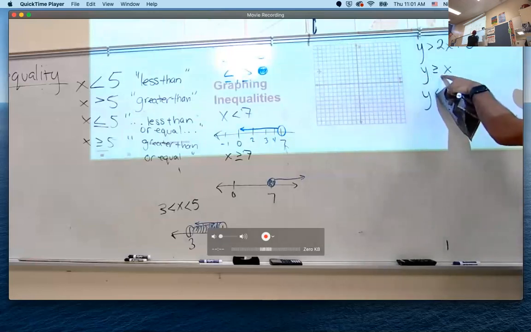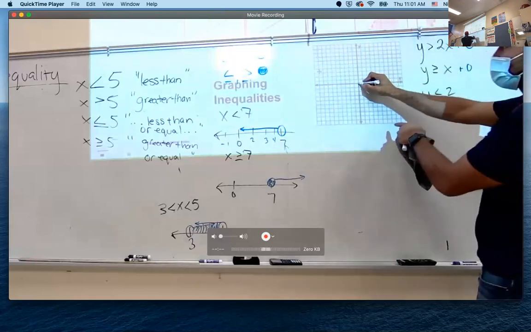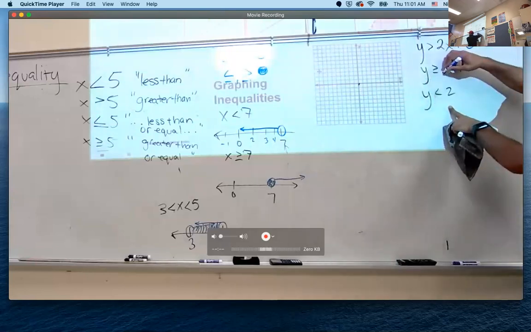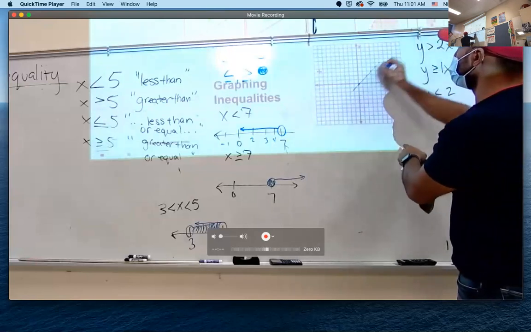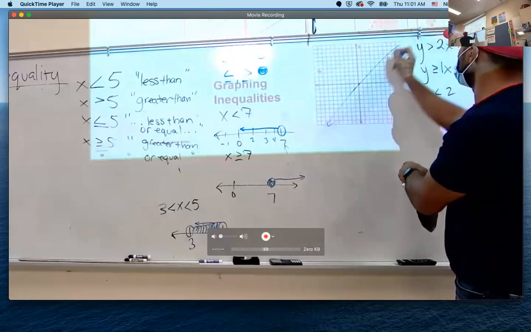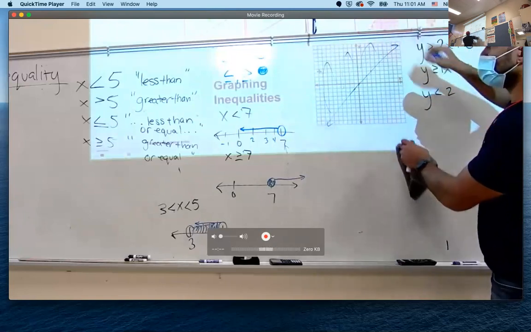In this one, what's the starting point? 0, same. What's the slope though? 1. So up 1 over 1. And solid, greater than or equal to, right?